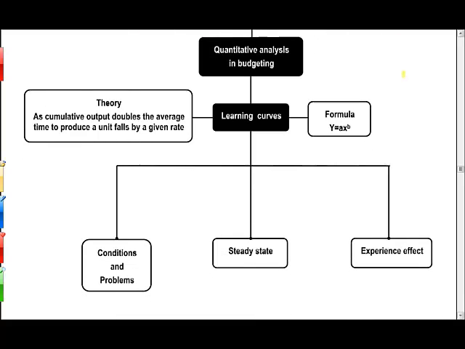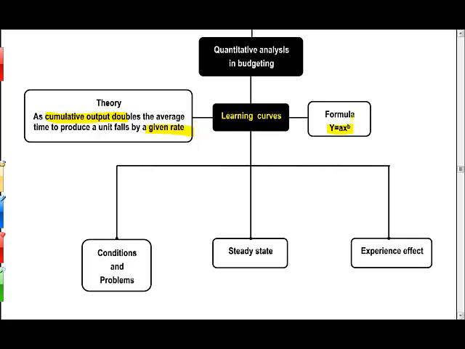Something new then that we'll be looking at, and the bulk of the emphasis in this chapter, is to do with learning curves. So what we'll be looking at is basically saying the more you do something, the better you get at it. As cumulative output doubles, the average time taken to produce those units falls by a given rate. So we're saying you're going to get a bit quicker, and we can try and quantify the amount that you're going to get quicker the more you do something.